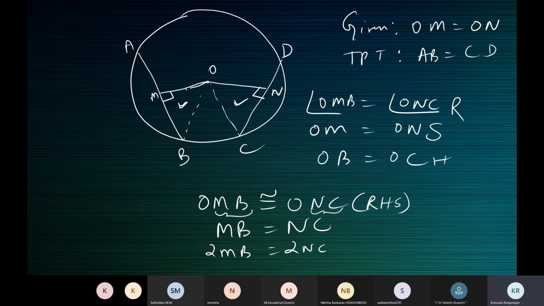Since OM is a perpendicular from the center to the chord, it bisects the chord. So twice MB is nothing but AB. And ON is a perpendicular from the center to the chord, so it bisects the chord. So N is the midpoint of CD, and twice NC will be CD. MB is equal to NC by CPCTC. Doubles of equals are also equal. So twice MB is equal to twice NC. Twice MB is AB and twice NC is CD.